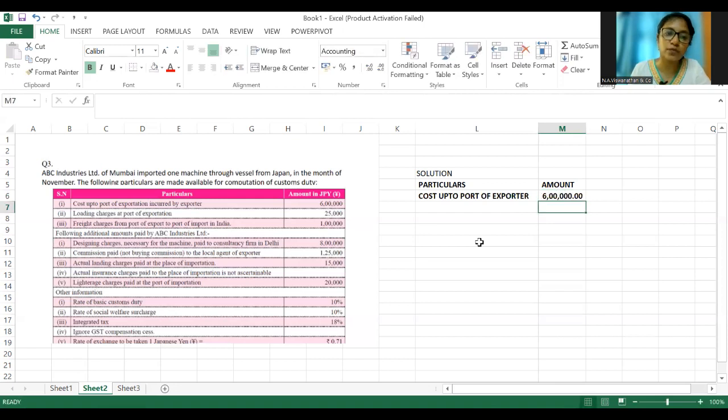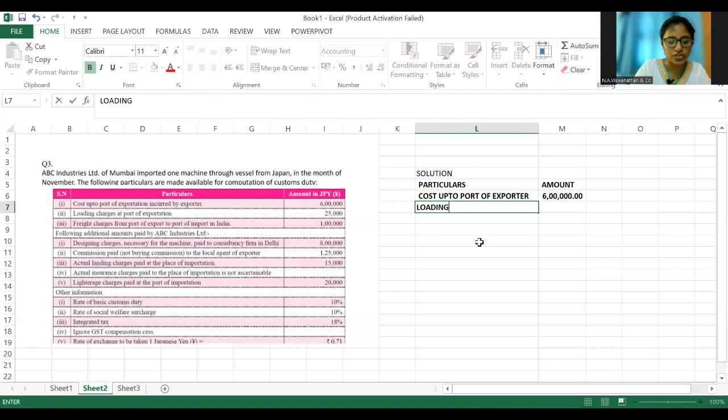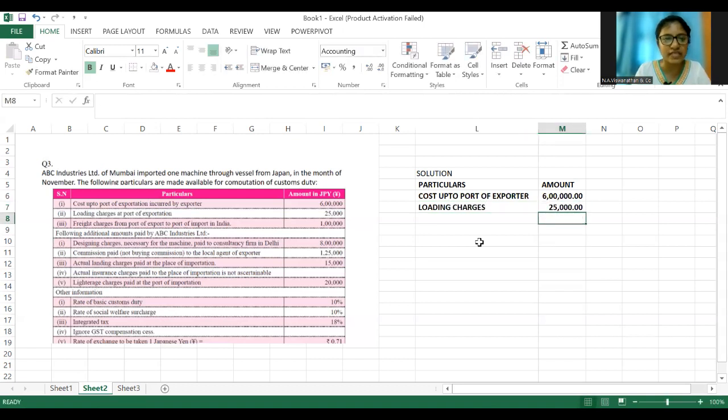So, what is FOB value? Free on board value. All the costs incurred except for insurance and freight. That is your FOB value. So, cost up to the port of exporter. Then loading charges, 25,000. These are given in yen. So, we need to convert. So, this will be in yen.